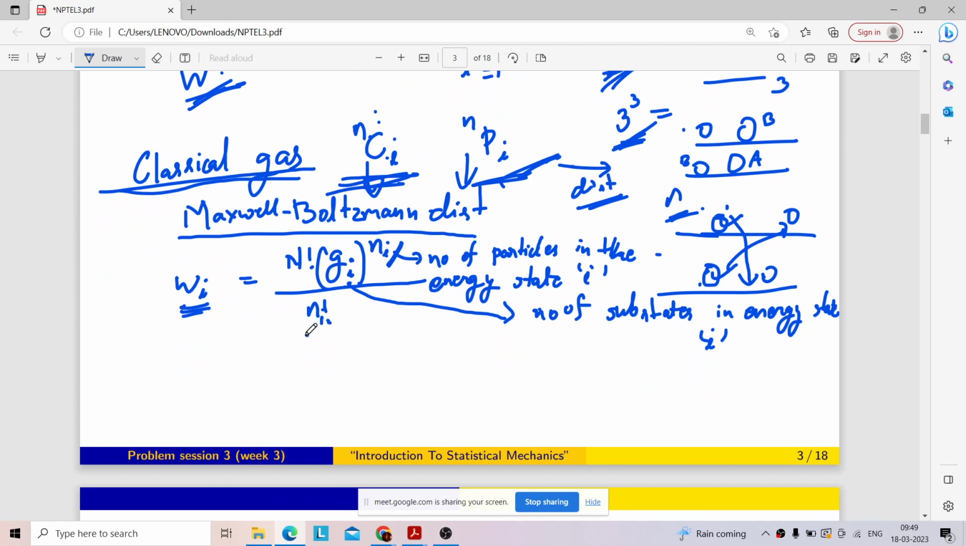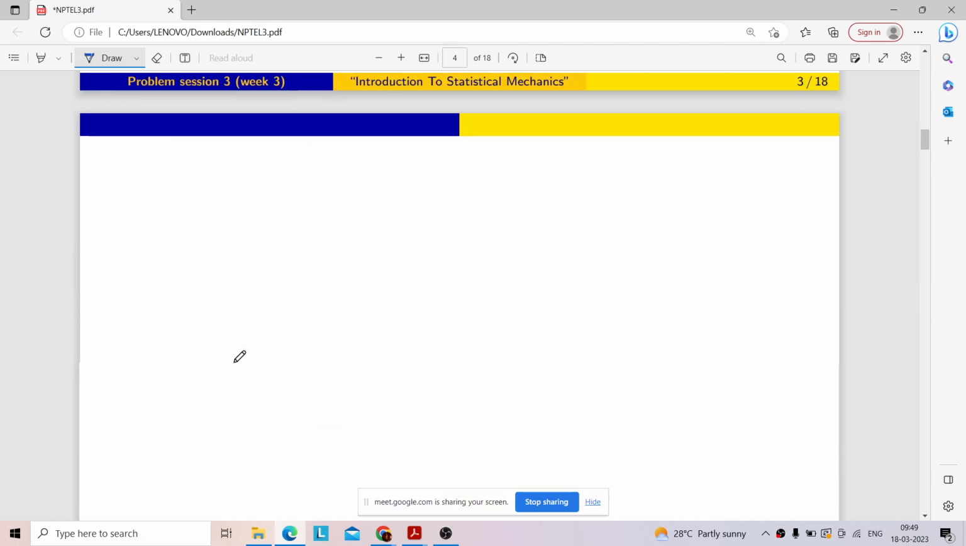As you might remember, we divide by Ni factorial because of identical particles. If they are non-identical, meaning they are distinguishable, only the numerator will be there. If they are identical, then we divide by Ni factorial to decrease the number of extra counted states. So let me write this clearly.